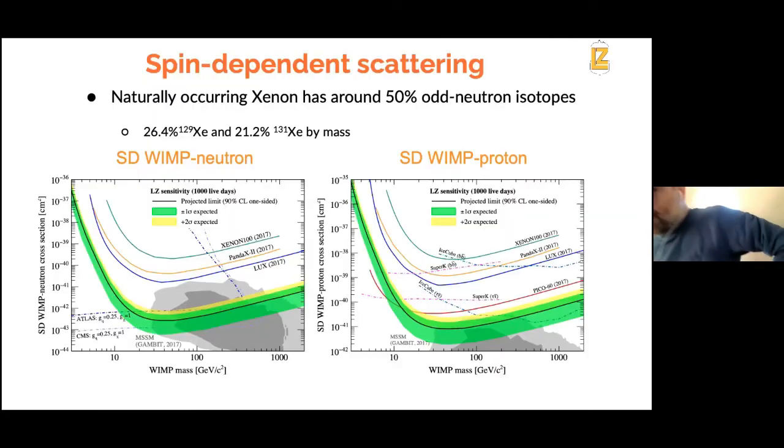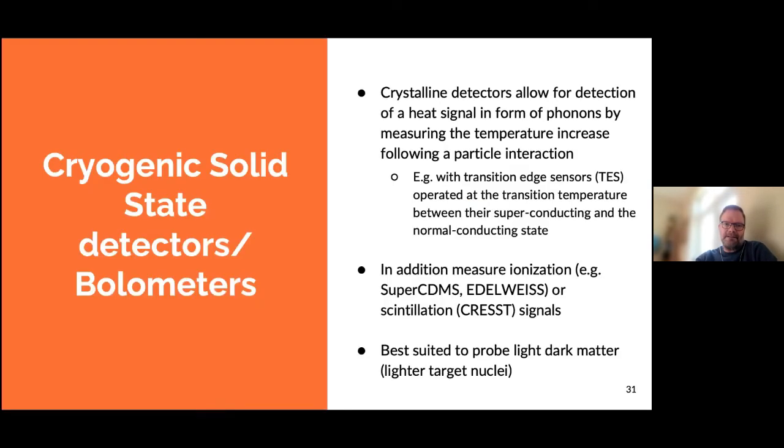Okay, so, right, what I covered, I mainly spoke about LZ because that's the experiment I'm involved in, but as I said, XENON, or PandaX, they all work in the same or very similar ways. And they are probably the most relevant for WIMPs that are in the 10 GeV to TeV range, because they give you the best sensitivity there.